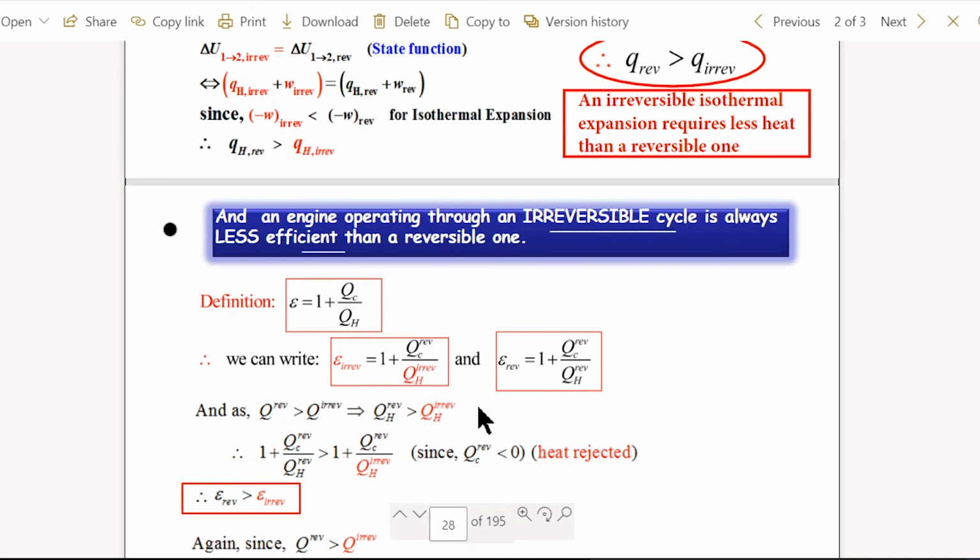So from this, I can make out that the efficiency of a reversible heat engine will always be greater than the irreversible one. And how can an irreversible engine be generated? For any one single step becoming irreversible, the entire device becomes irreversible. And this comes from the fact that the heat in an irreversible isothermal expansion requires less heat than the heat required for a reversible one.